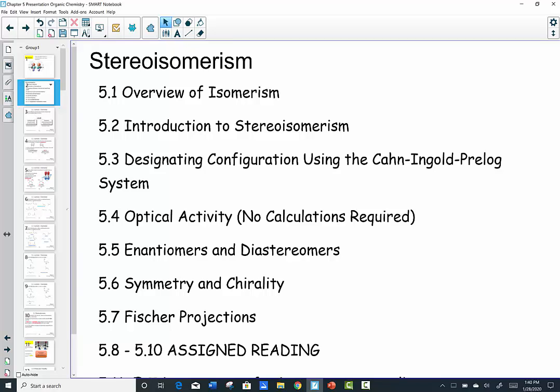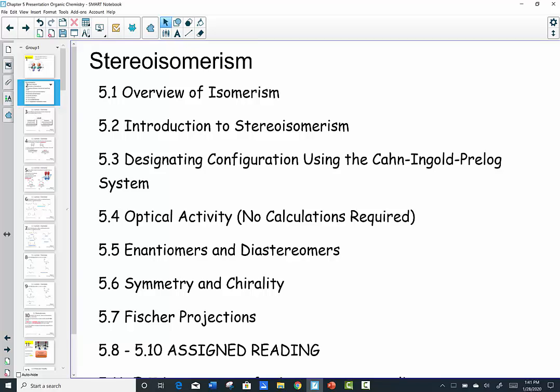I'm letting you know that in section 5.4, our text includes calculations, but I am not going to test over the optical activity formulas. No math required in section 5.4 as presented in the text.